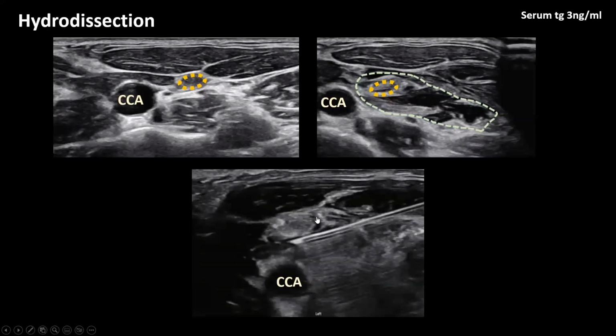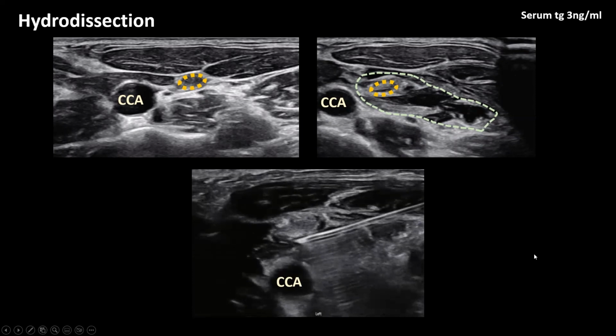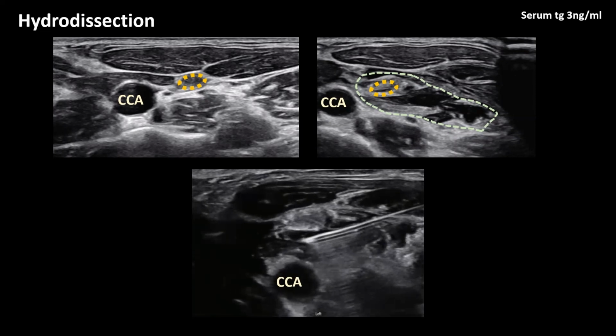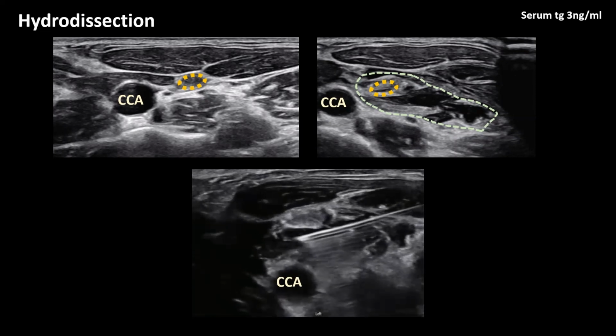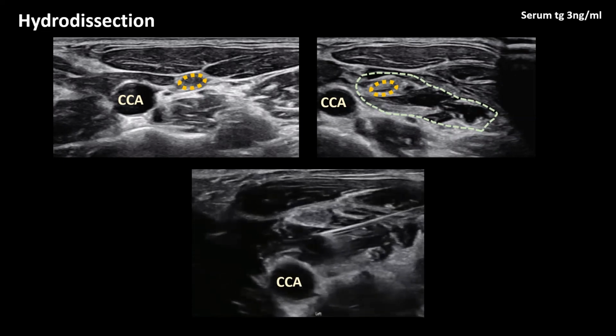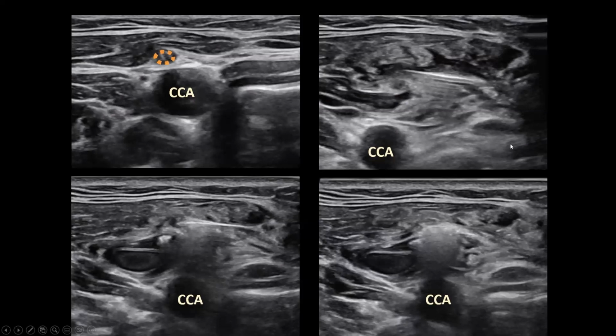This is a recurrence and this is a common carotid artery. A small recurrence is located in front of the common carotid artery. Following hydrodissection, the lesion was surrounded by cold fluid. After placing the radiofrequency ablation tip on the lesion, it looks echogenic like this when burned by radiofrequency ablation.